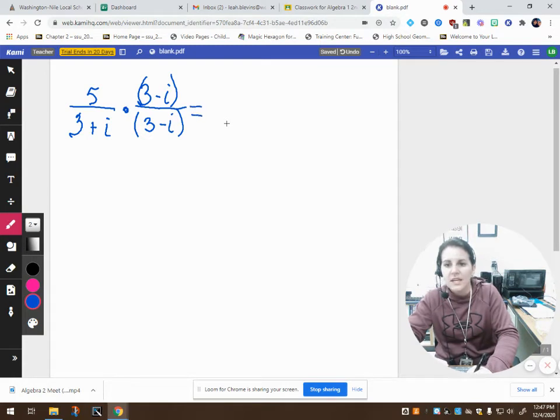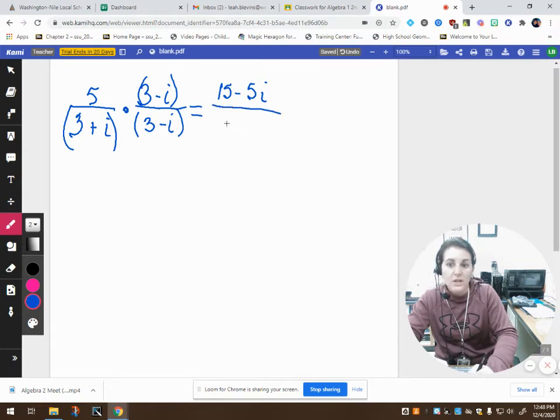So now we can just apply our properties. We're going to distribute. 5 times 3 is 15 minus 5i. Now I could sit here and FOIL this all out. When I have a binomial times a binomial, we know we have to FOIL. Or I could just say, okay, I know the middle terms are going to cancel out, so I don't care about them. 3 times 3 is 9. i times negative i is negative i squared.